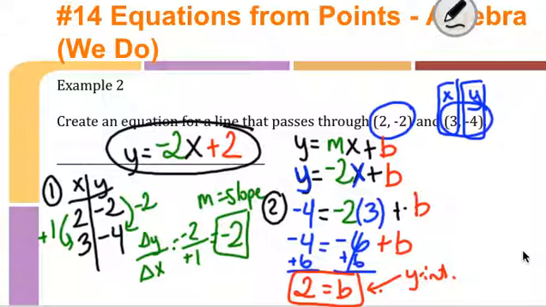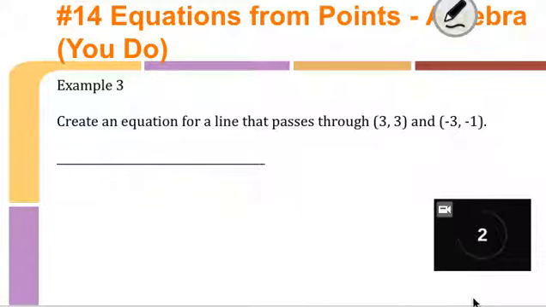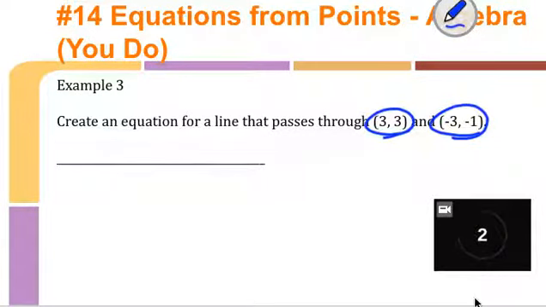And we have one final example. On that one, I'm going to do the work more quickly, so try and follow along. Again, two big ideas. Find your slope, substitute it in. Find a point, substitute it in. Create an equation for a line that passes through (3, 3) and (-3, -1).